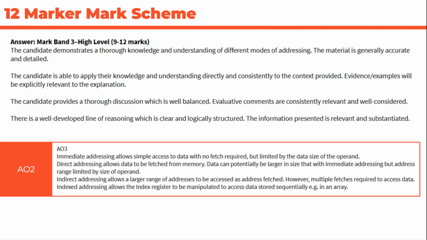Indirect addressing allows a larger range of addresses to be accessed as addresses are fetched. However, multiple fetches are required to access the data. Indexed addressing allows the index register to be manipulated to access data stored sequentially, i.e. in an array or iteration or a loop, I suppose.